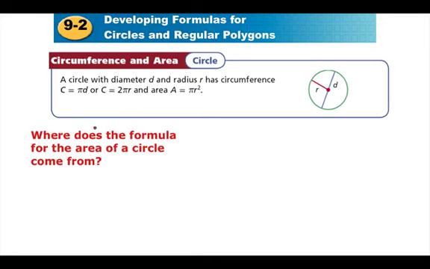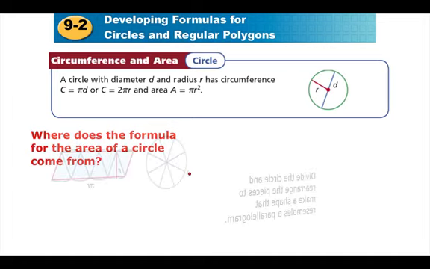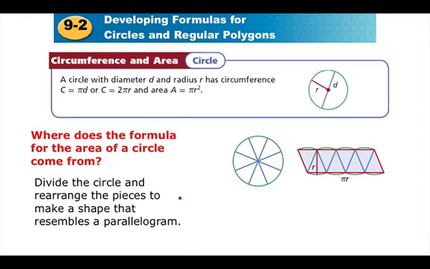Now, you might be asking yourself this question. I'm almost 100% sure. This is where it comes from. If you look at this, it says divide the circle and rearrange the pieces to make a shape that resembles a parallelogram, sort of like pizza slices. Once you rearrange them to look like this, notice that this looks like a what? It looks like a parallelogram.